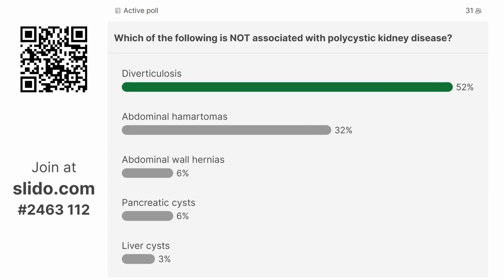Cysts can also get infected, so this generally will present with CVA tenderness and fevers. Again, it may not communicate with the urinary tract, so the urine sample may not look infected, but you'd still want to treat for a cyst infection. And we usually use ciprofloxacin because it has very good cyst penetration.